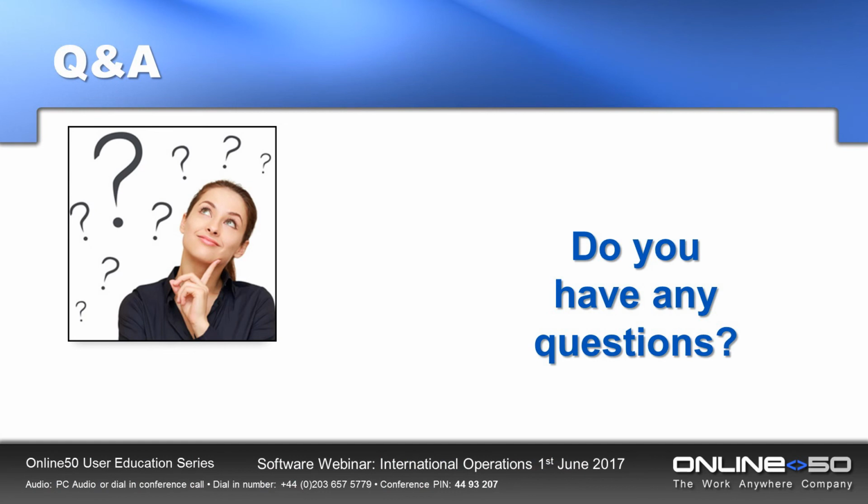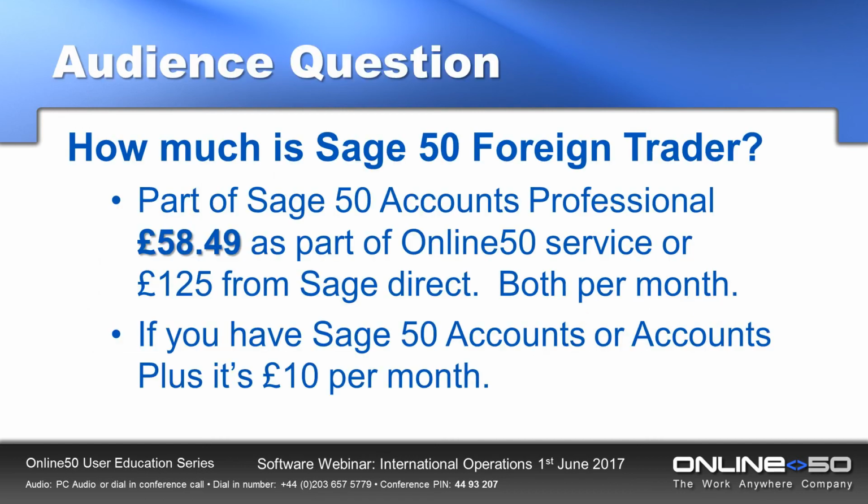First question, how much is the foreign trader license for Sage 50 accounts. We mentioned that if you have that enabled in Sage 50, that is enabled with Sage 50 accounts professional, which is the highest license level. With Online 50, if you have that as part of your service accounts professional, is £58.49. I think the current price from Sage is £125, so that's both per month. Obviously prices can change. Sage set the price of these products.